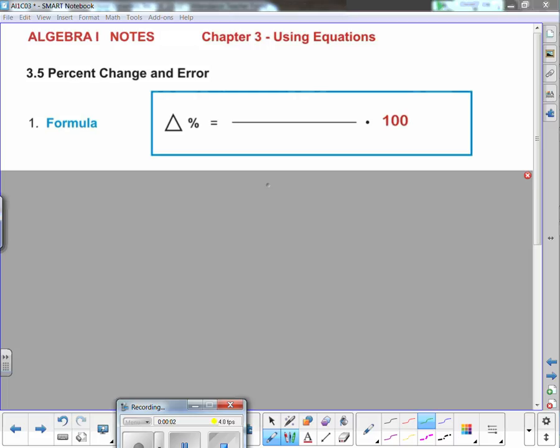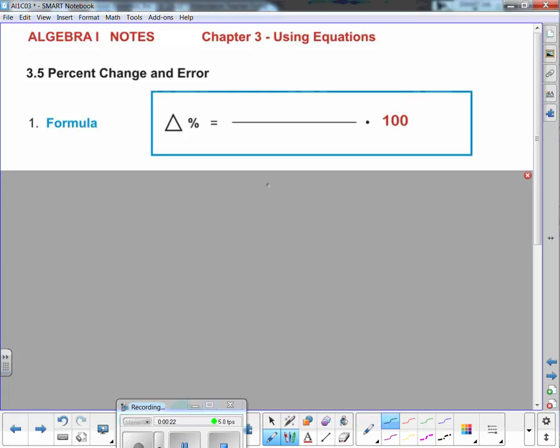Okay, 3.5 change and percent error. All right, so be careful in this section. The formulas really help out a lot. You've got to be aware of the formulas on these. If you remember from last year, we have done percent change before.